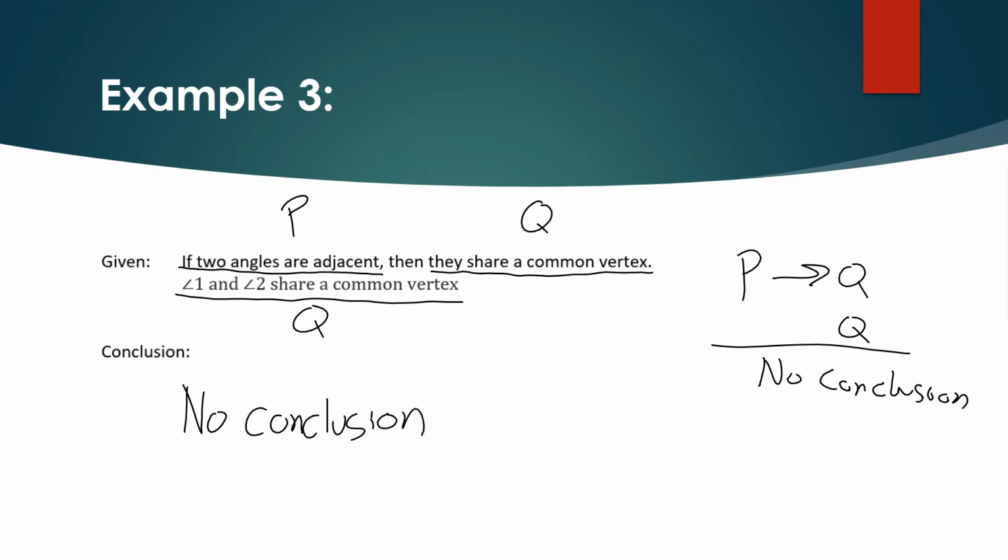Remember, the law of detachment says one and only one thing. The law of detachment says if P implies Q, and P is true, then Q is true. This is our law of detachment. The setup they're giving me here is not the law of detachment, and I don't know any other laws right now, so no conclusion.